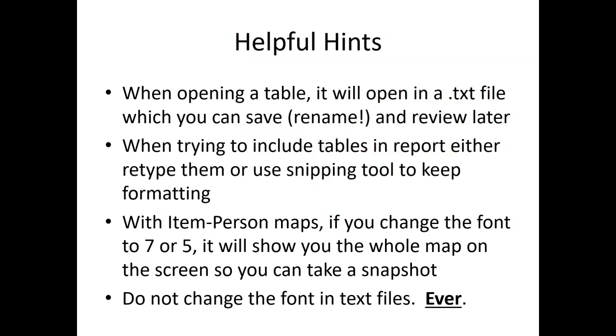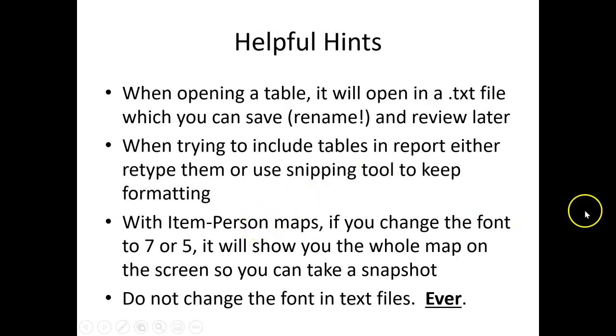So just a few overview notes. When you open a table in Winsteps, it is going to open in a text file. Save this file and rename it. So rename it summary statistics, item statistics, scale statistics. And that way you don't have to come back and figure out what was 3.1 again, what was 2.1, what was table 10, all of that, you have it. When you are including tables in a report, you either have to retype them, which is annoying, or you can use a screenshot or snipping tool to keep the formatting. That works for internal reports really nicely, but if you are trying to publish, you have now taken your table and changed it into an image, which journals are not going to like, and so you get to retype them.